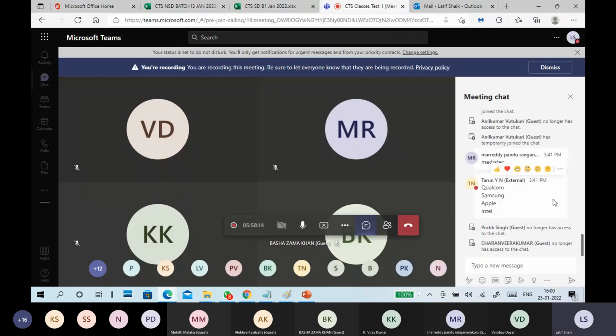Here, guys: MediaTek, Qualcomm, Samsung, Apple, Intel. Good.